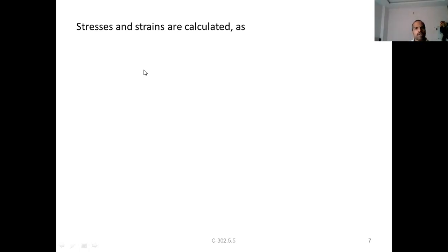So d square is nothing but the diameter of the bar, right? Using that cross-section area and the load applied at that particular stage, the stresses are calculated. For each increment of the load, we have to calculate the stress. So first, zero load, zero deformation. Of course, when there is no load, there will not be any deformation.